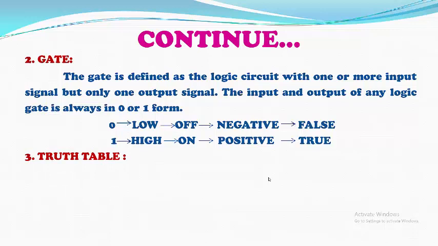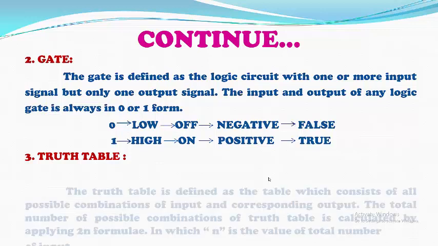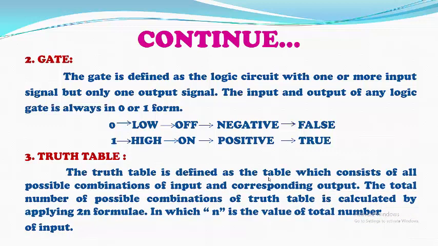Now we will see the third very important definition, that is truth table. And the truth table is nothing but the function or operation of any logic gate in terms of table format. The truth table is defined as the table which consists of all possible combinations of input and corresponding output, and the total number of possible combinations of truth table is calculated by applying this 2 raised to n formula, in which n is the value of total number of inputs.